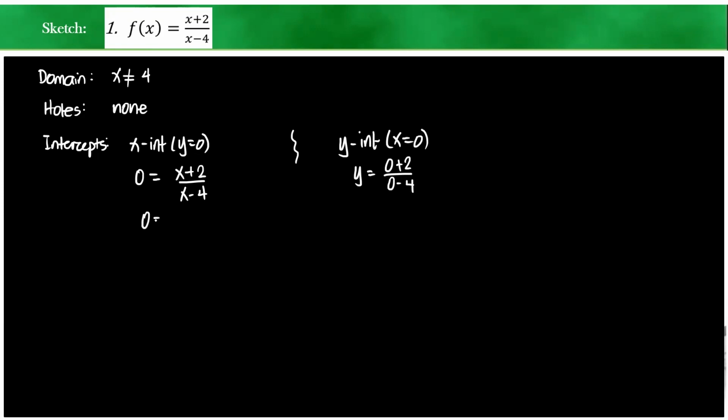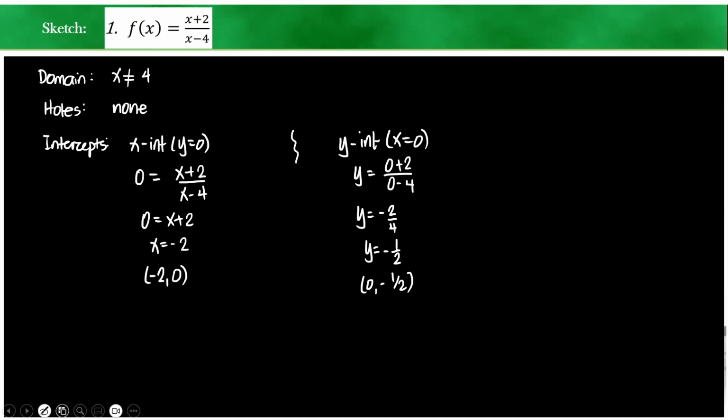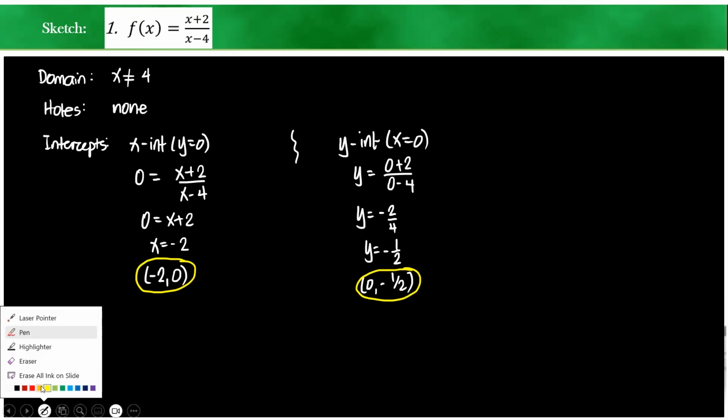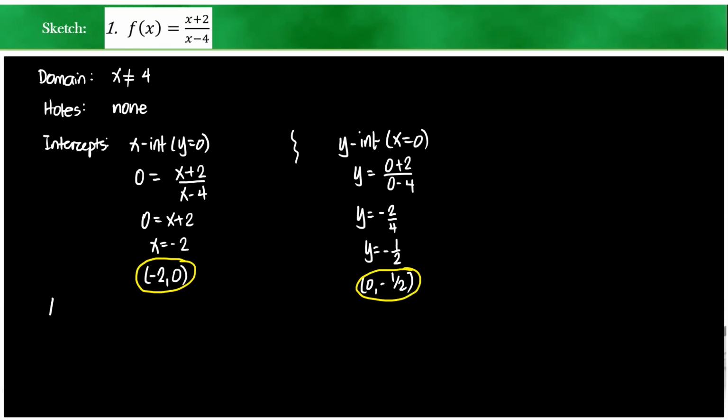So here, 0 is x plus 2, x is negative 2. Therefore, I can make that a point, negative 2, 0. Very good. Here, y is negative 2 over 4, or negative 1 half. So that is 0, negative 1 half. So you have two intercepts. Let's encircle the intercepts so that you know you will be using them later. Now, let's have asymptotes.